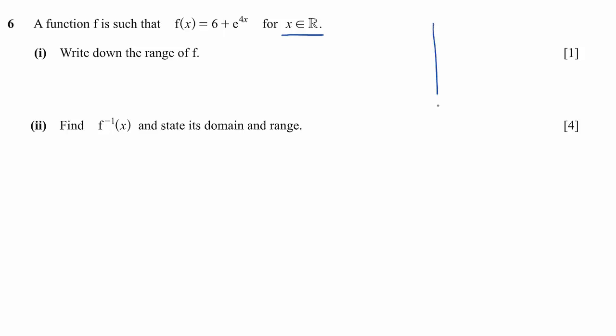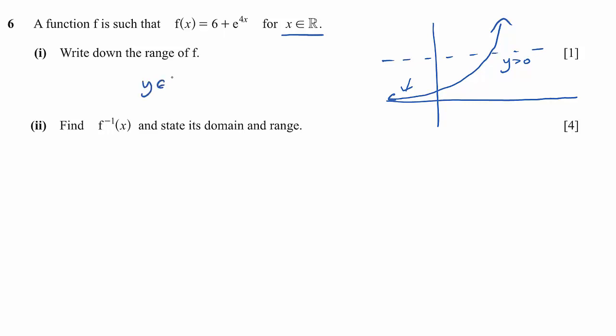We know what exponential functions look like. So e to the 4x is going to look like this, and it will asymptote to the negative x-axis. In other words, the range for just e to the 4x is going to be y is greater than 0. The 6 moves it up 6 units. So it's just going to be y is a real, but y is greater than 6.